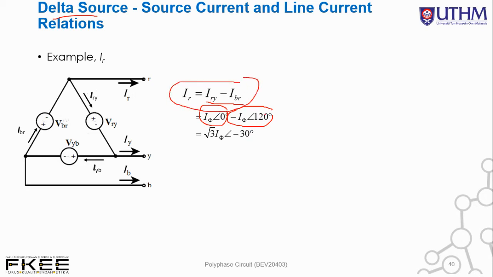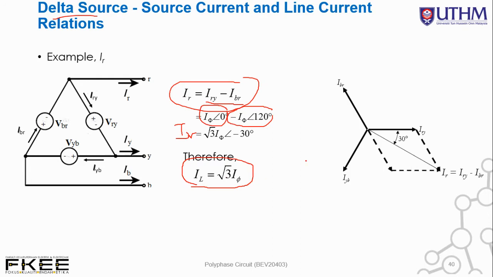After we substitute the values, you get IR equal to square root 3 I phase at an angle of minus 30 degrees. Therefore, we know already that I line is equal to square root 3 I phase. So IR is over here. The line current IR is minus 30 degrees, lagging or below IRY. This means the line current IR lags IRY by 30 degrees.